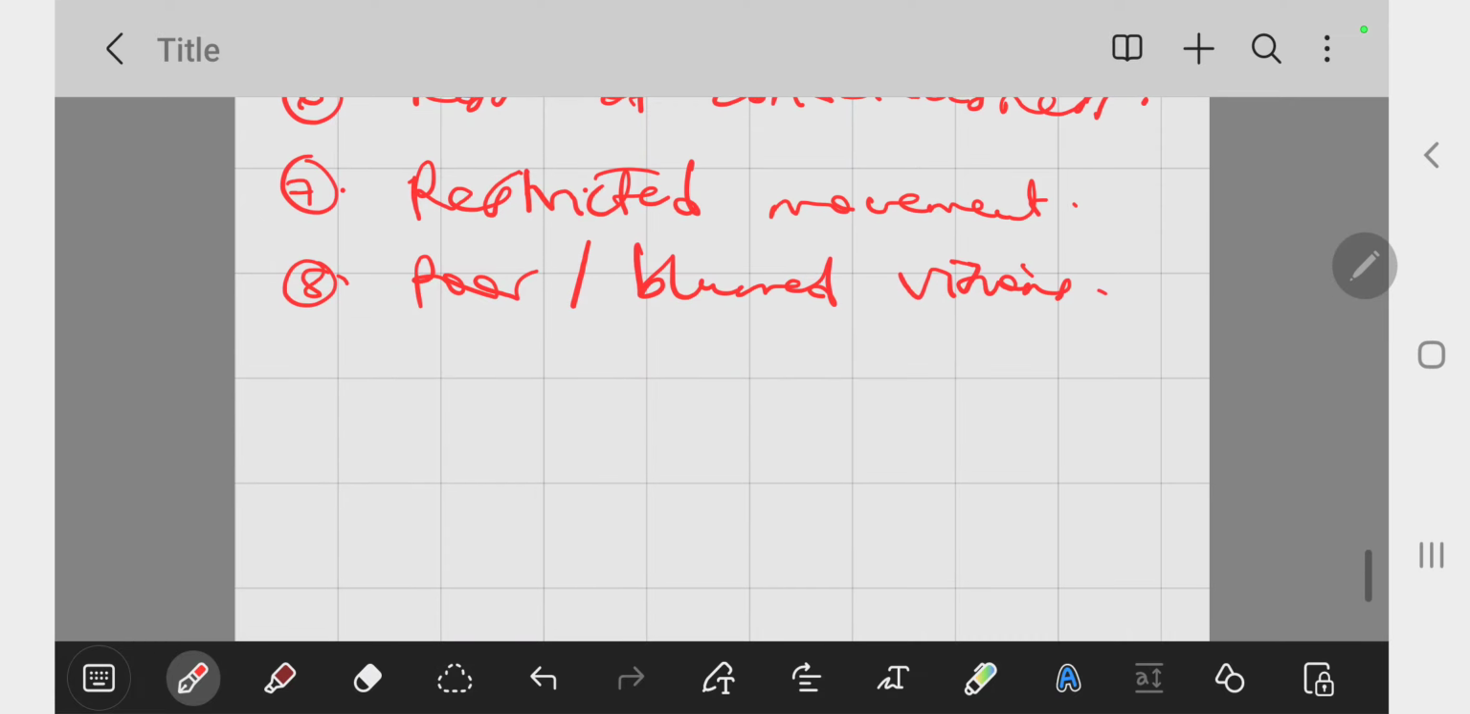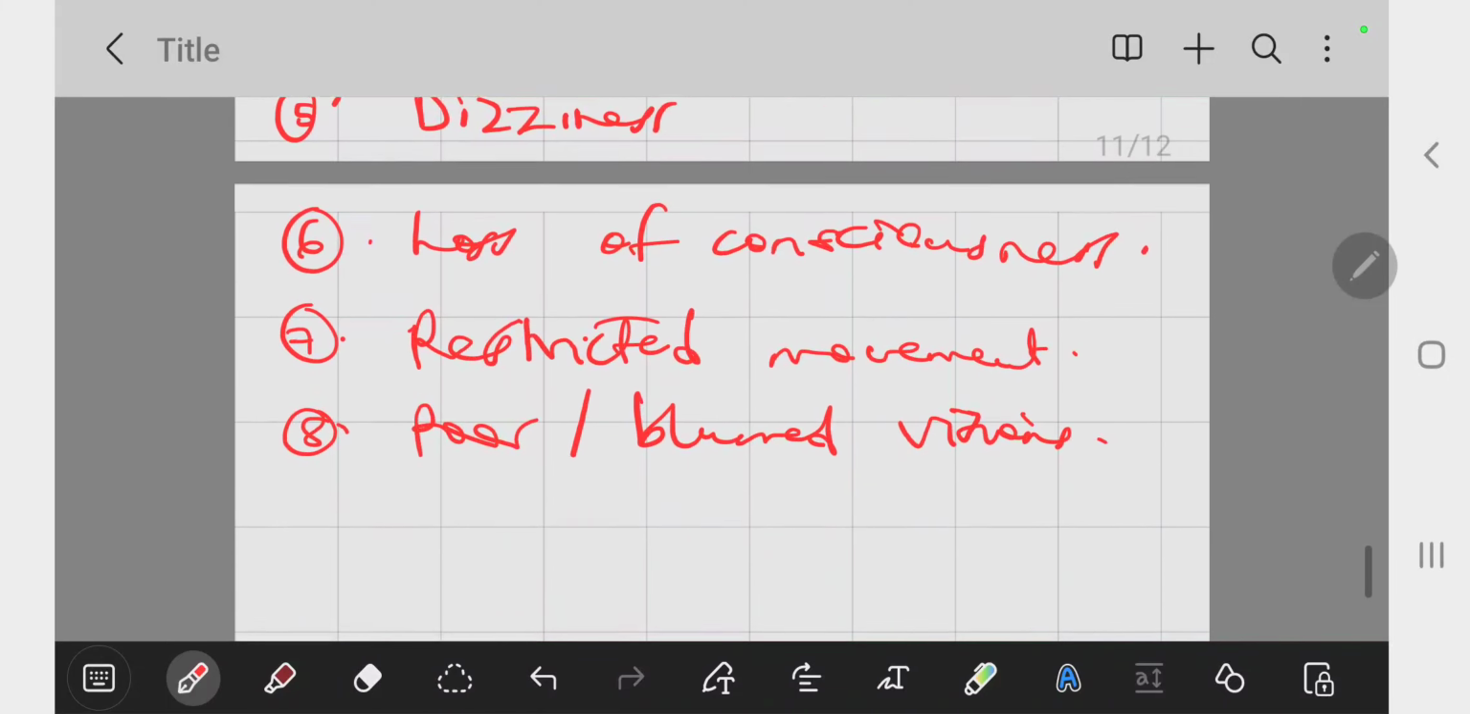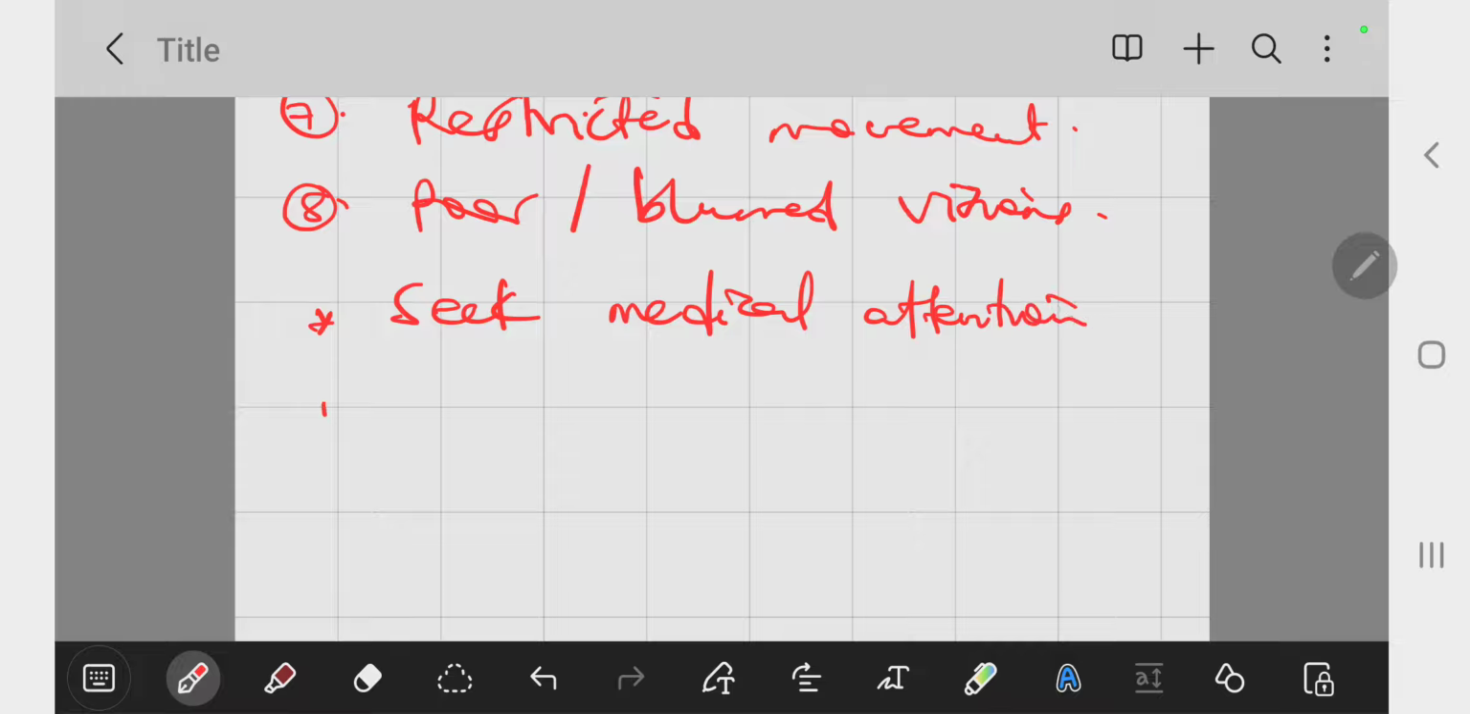Yeah, so these are some of the most common symptoms you expect to find there. But then the question is, what are you supposed to do if you experience such? And the answer is Jesus. Just joking. Yeah. So the answer is you need to seek medical attention immediately if you have any of the symptoms above.